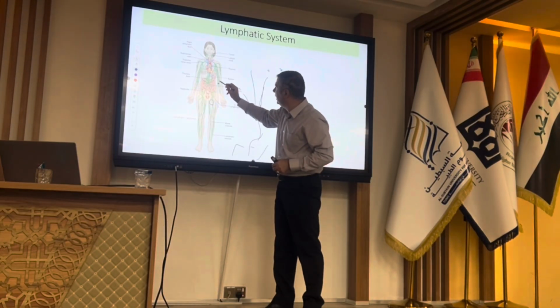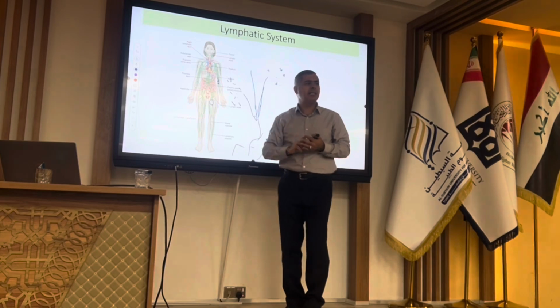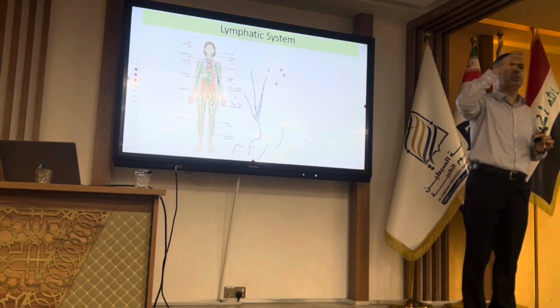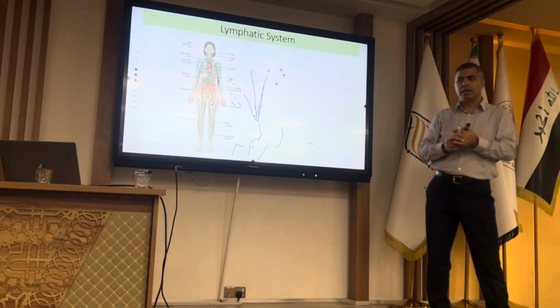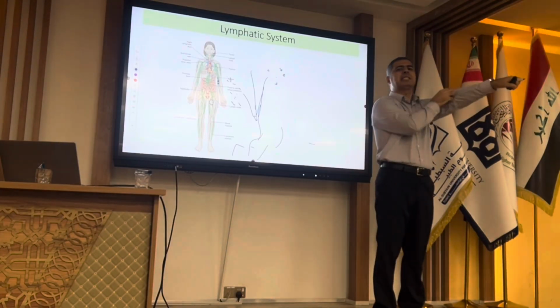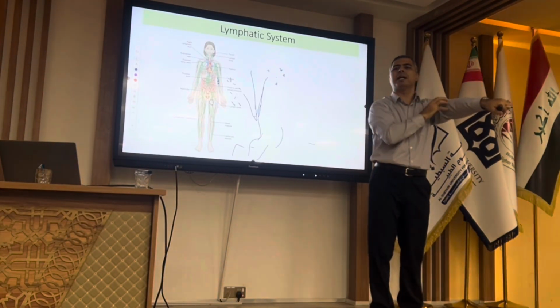You can see the lymph nodes here. All of them are lymph nodes. And inside the lymph nodes we have a dense population of immune cells, including T cells, B cells, macrophages, and dendritic cells. So, in order for the immune system to be able to sample the content of the tissues, to check if there is any foreign antigen or not.